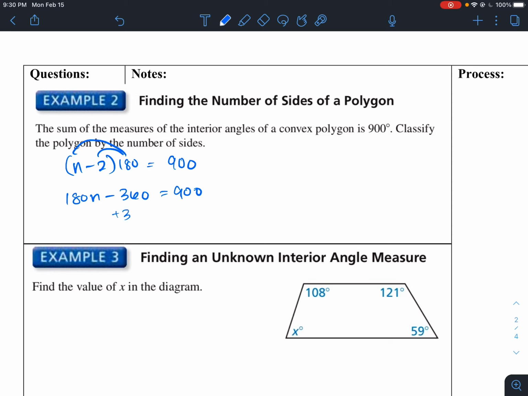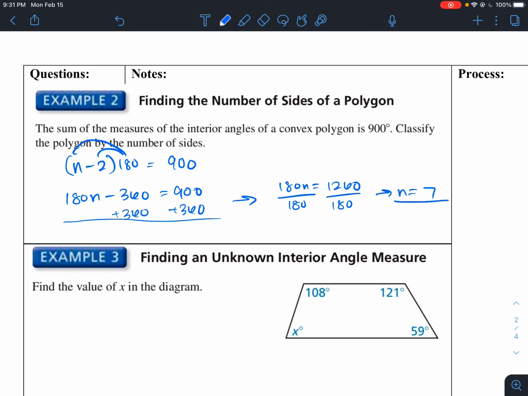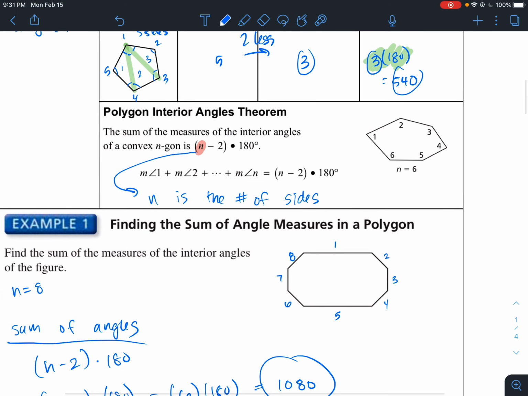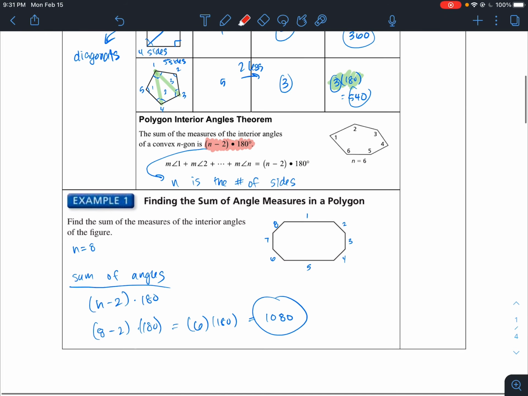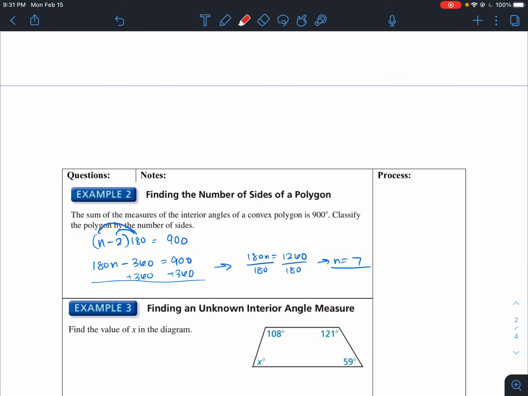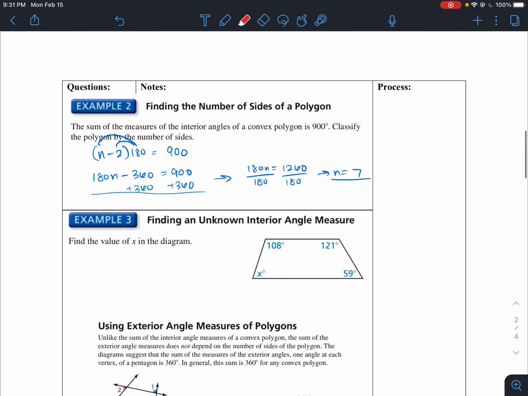I could add 360 to both sides. So then I get 180n is equal to 900 plus 360. So I get 1260 divided by 180. So then I get n is equal to 7. There you go. So we can find the number of sides. So we're just using this equation right up here. Using this equation to help us solve for the sum of the measures, and also we can find the number of sides depending on the information that is given to us.